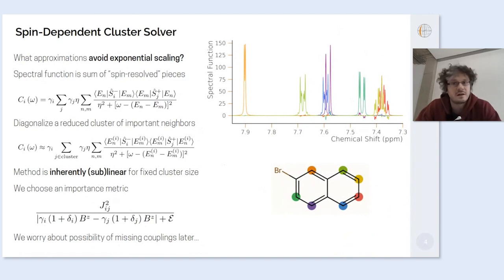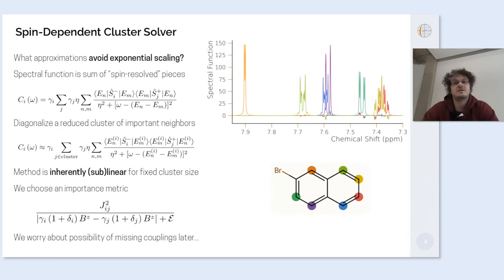So, okay, the spectral function is very important, but how would we try to compute this in a computationally reasonable way on a classical computer? Well, as is the case for many such approximations, our trick for this is to use a clustering approach. The main idea is to write the spectrum as a sum of these so-called spin-resolved pieces, which are supposed to reflect the contribution from a given spin. And if we can focus somehow only on the most important neighbors of that given spin, we can build a so-called cluster for it and try to use the eigenspectrum of that cluster to approximate its spin-resolved contribution.